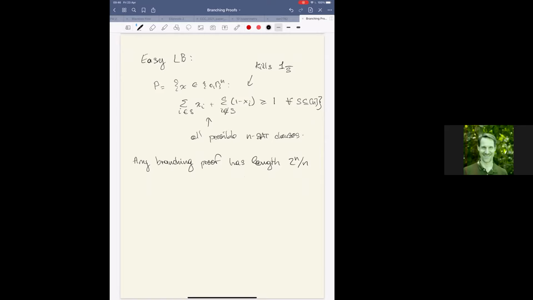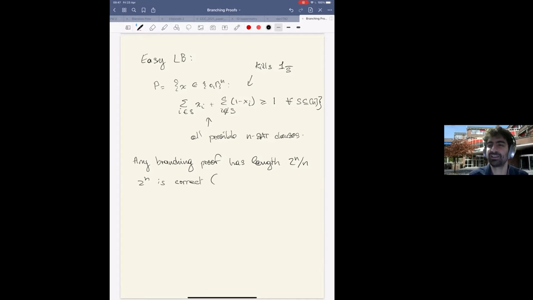So actually this was improved. I think 2 to the n is correct. I think Dey, Molinaro, and Wang, from this year, took this proof and killed the log n slack. I haven't actually read their paper, but it really is 2 to the n basically.